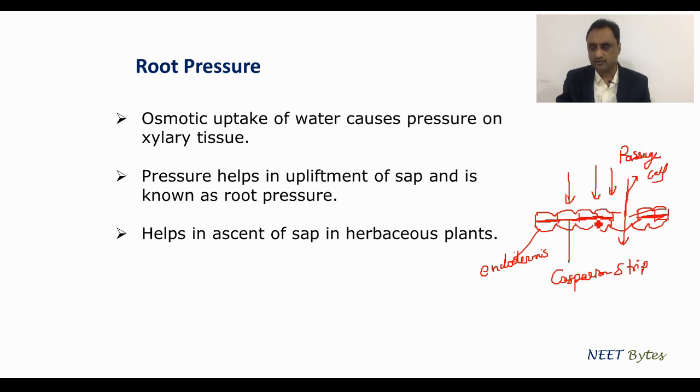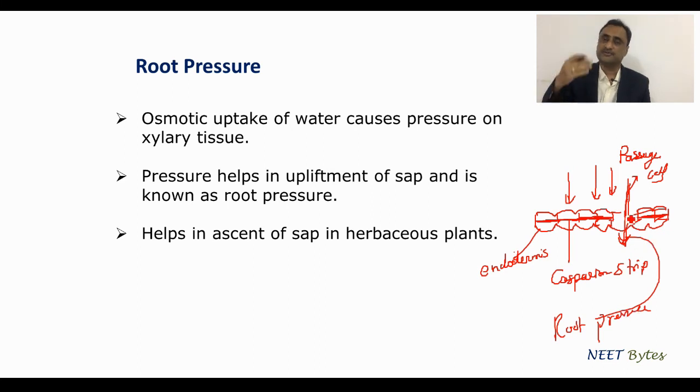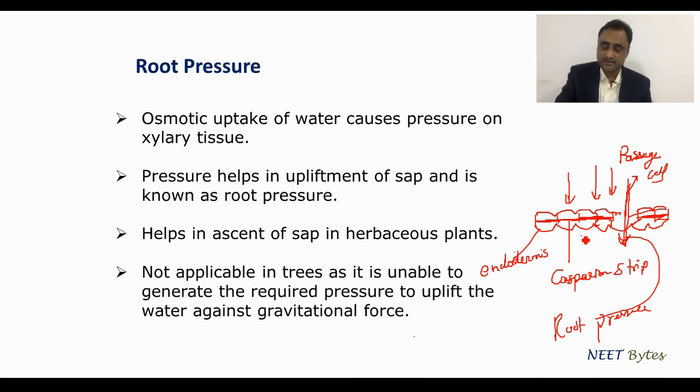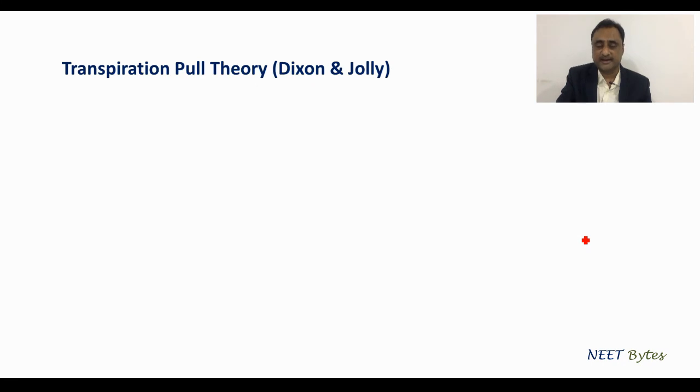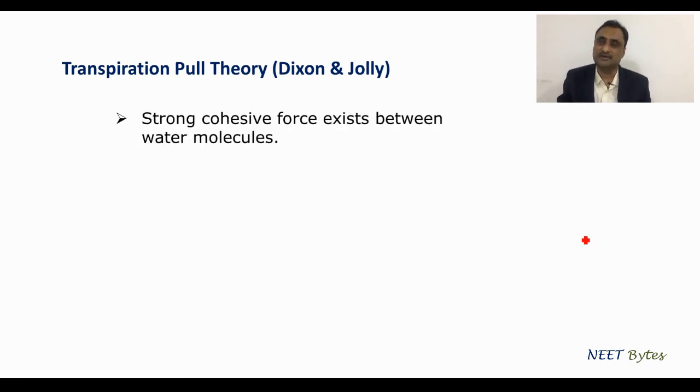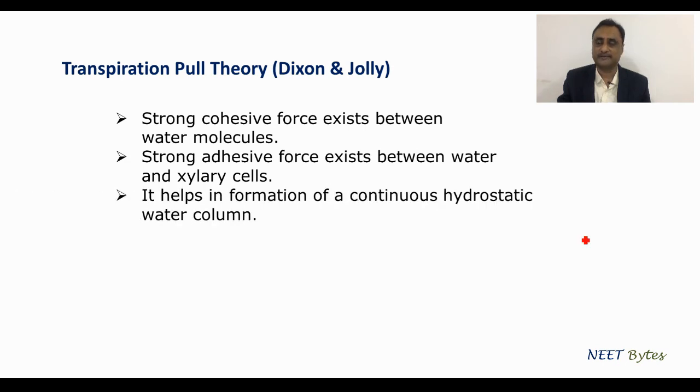So the water is entering over here. Water cannot enter over here. So water can enter only through the passage cell. So since there is a continuous flow of water, and since the Casparian strip doesn't allow the passage of water, what happens? It generates a pressure. That pressure is actually called root pressure. Okay, but this root pressure is applicable only in the case of herbaceous plants, not in the case of bigger trees. So the most accepted theory stands as the Dixon and Jolly theory, or transpiration pull theory.